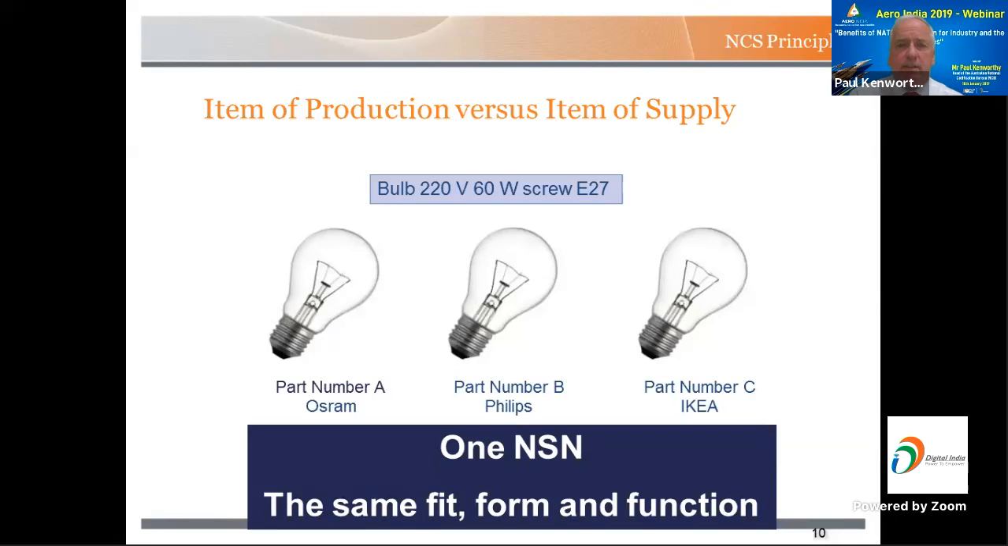But here is just a simple example of a light bulb, 220 volts, 60 watts. It has a screw connection. Now that in the NCS will only get one NSN. In industry, it is produced by many manufacturers. It will have many different part numbers, but we only in defense will have one stock number, and it will have the same fit, form, and function.